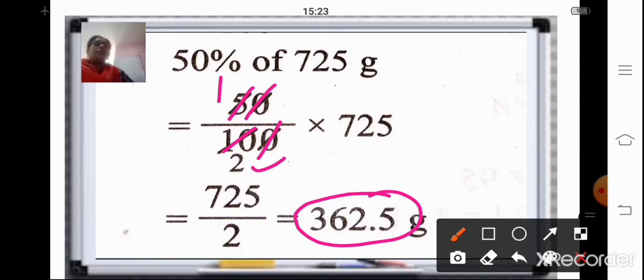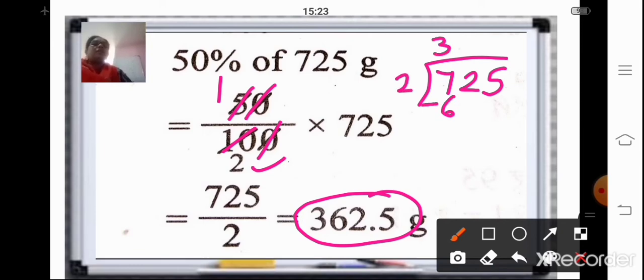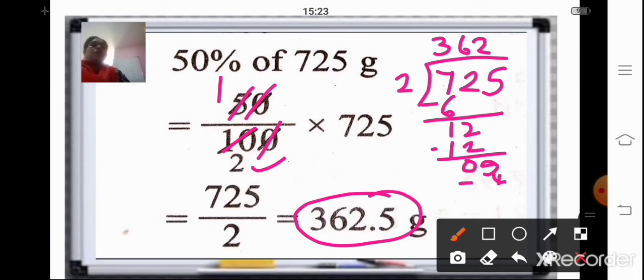2 3s is 6. You divide it. You already know how to carry out the division. So when you divide, you will get the answer as 362. Now 2 3s is 6. 7 minus 6 is 1. 2 down. 2 6s are 12. 12 minus 12 is 0. 5. 2 2s are 4. Now 5 minus 4 is 1. Add a 0 to carry out the division. 2 5s are 10. So the answer is 362.5. Yes.